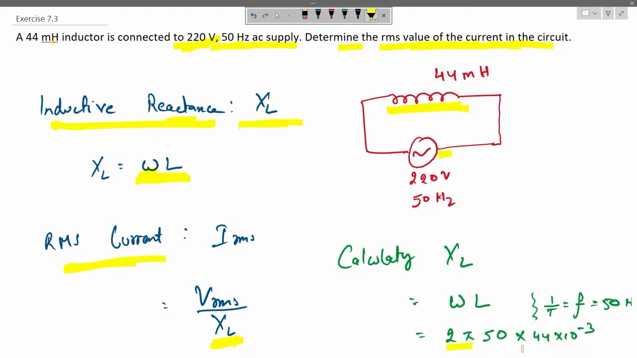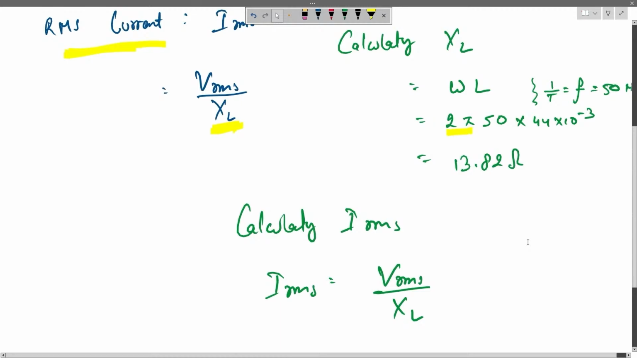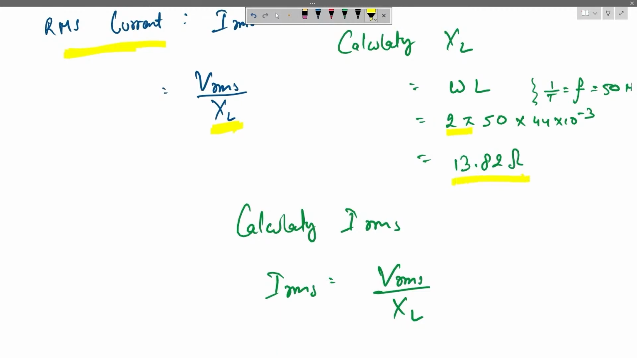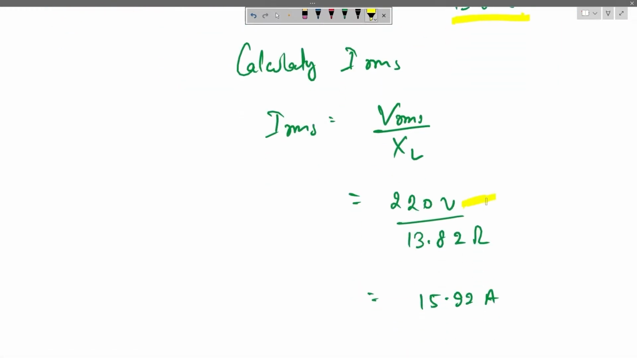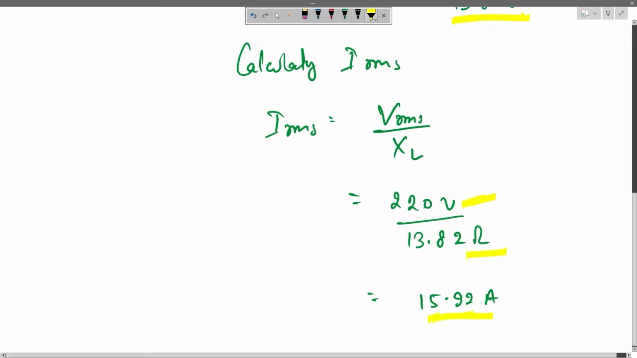So the value of XL is going to be 2 pi 50 multiplied by 44 into 10 to the power minus 3, because it is 44 millihenry. Now upon calculating, we will get the value of XL as 13.82 ohm. Now IRMS is equal to VRMS divided by XL. So VRMS is equal to 220 volt, which is given in the question, and XL is 13.82 ohm. So the answer would be 15.92 ampere.